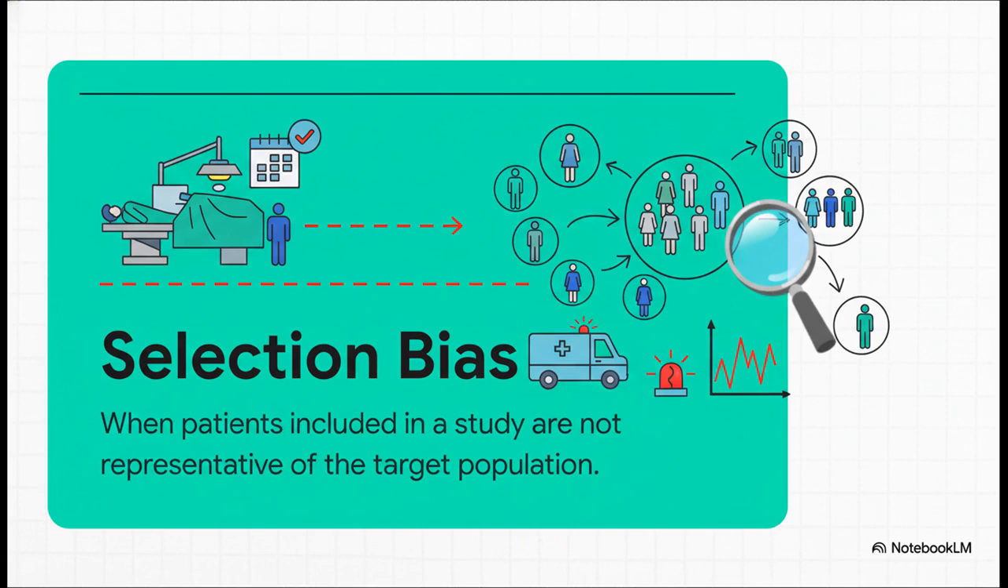And then there's selection bias. Think of it like this. Who you let into your study matters a lot. If you're studying post-operative outcomes, but you only include the easy, planned elective surgeries, your results might look fantastic. But they're not going to mean much for the real, messy world of emergency cases. Your study group has to reflect reality.